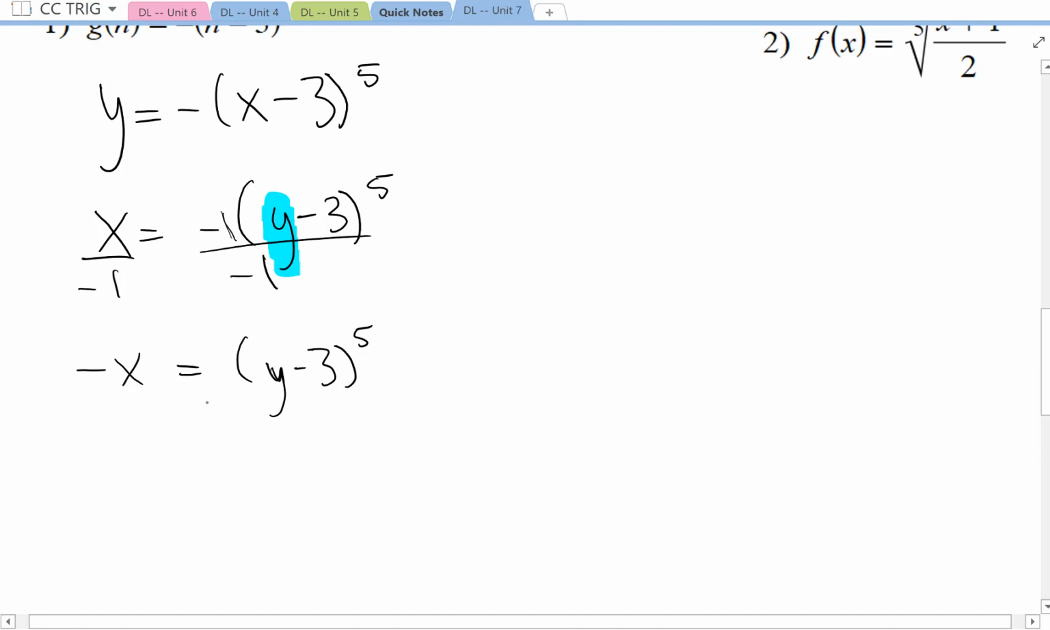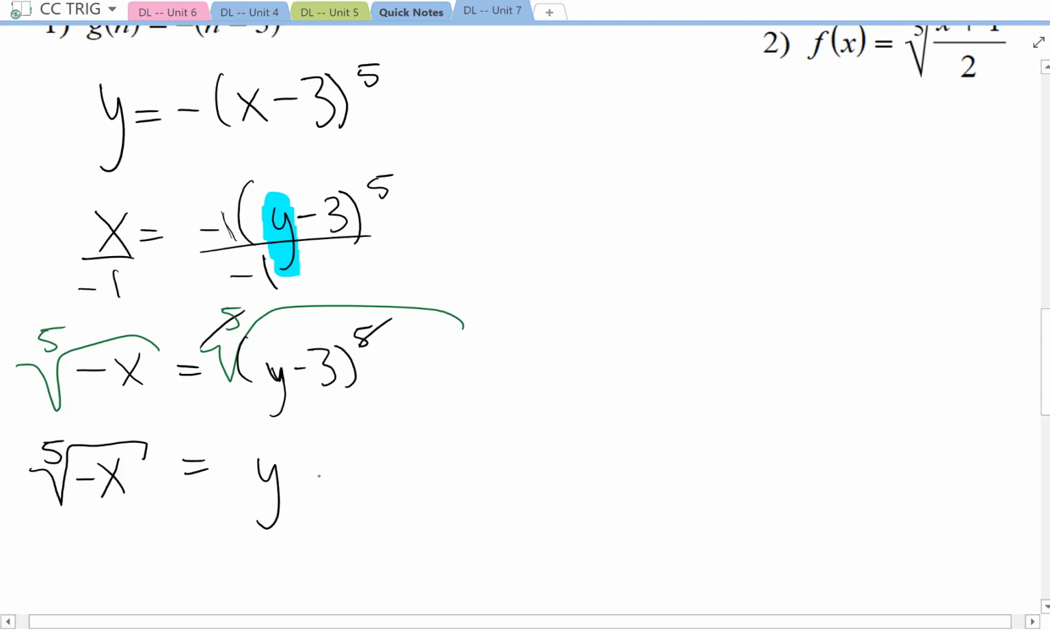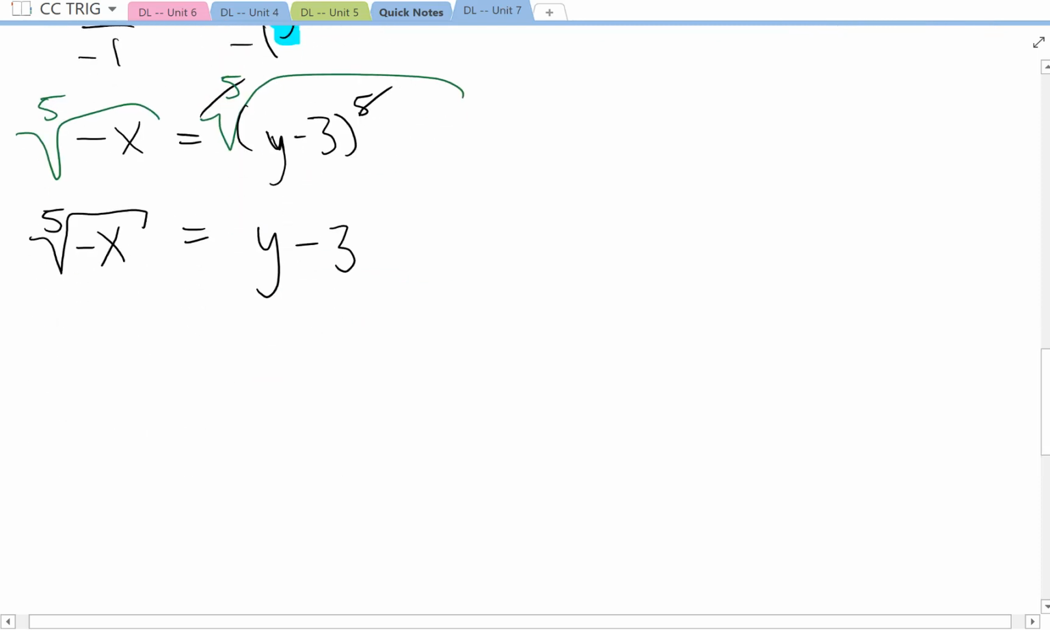Now the entire right side is being put to the power of 5. So at this point, we can take the 5th root. Why could we not take the 5th root before? Or why is it smarter to take the 5th root now? Well, this -1 was not being raised to the power of 5. So we take the 5th root of both sides. Fifth root of negative x. Fifth root and to the fifth, so you're left with y minus 3.